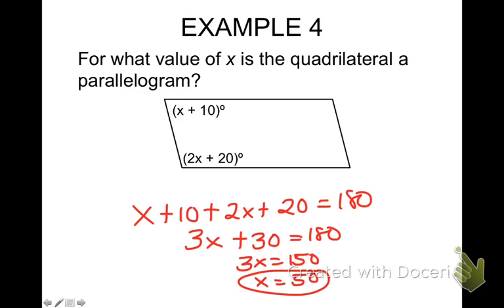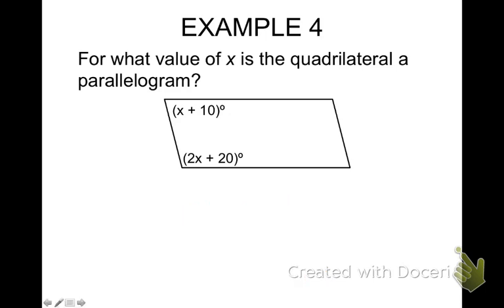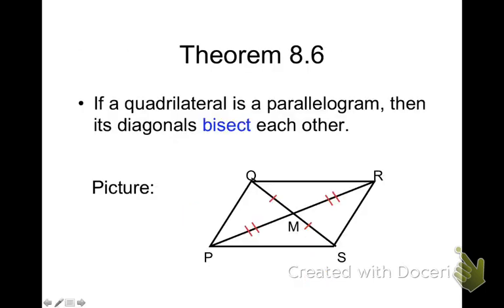Okay, nothing too crazy yet? All right, so we've got one more theorem, which maybe this is one that you would not have known. So this might be new. You probably could have figured out the other stuff. So theorem 8.6 says, if a quadrilateral is a parallelogram, then its diagonals bisect. What does that word mean again? Cuts it into two congruent parts, right? So if a quadrilateral is a parallelogram, then its diagonals bisect each other.